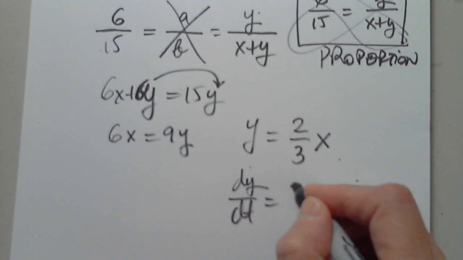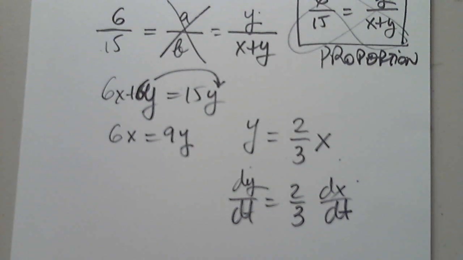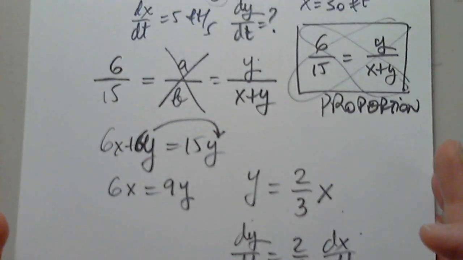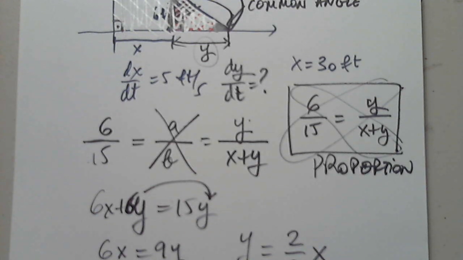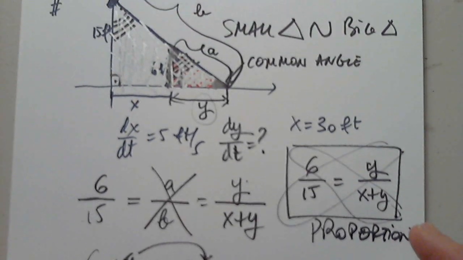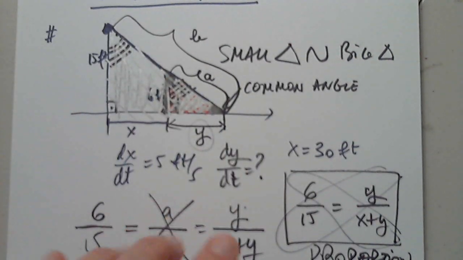dy over dt equals 2/3 dx over dt. So I have to repeat a little bit here because I stopped the video and forgot to start it again. So for those who are not here, allow me to repeat, and maybe that helps everyone also.